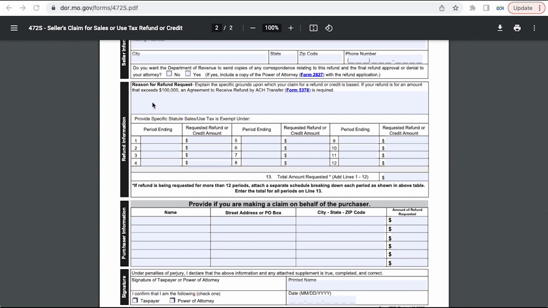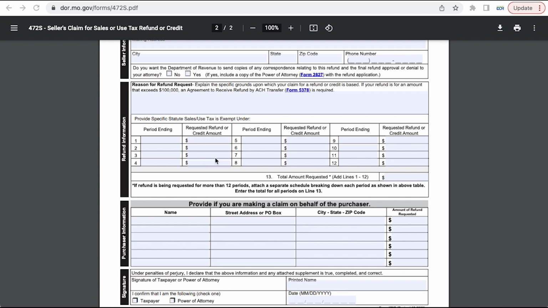In this field, we will explain the reason for our refund request. For our purposes, I'm going to say that I accidentally paid too much in the last few months. I made some math errors with my bookkeeping, which caused me to pay more than what I owed. Now, I will break out the amount in each period that I am requesting. Since it is fewer than 12 periods, it will all fit on the sheet. If it were more than 12 periods, I would need to attach my own table.